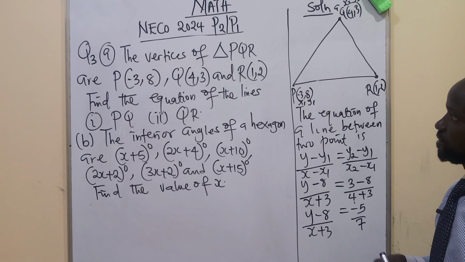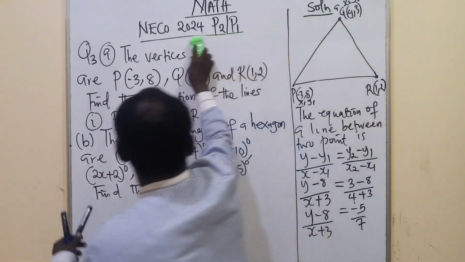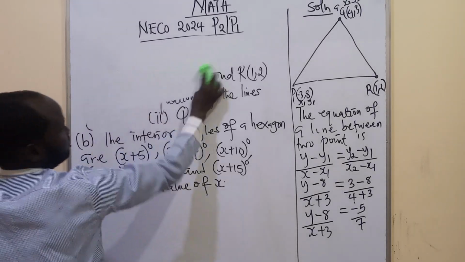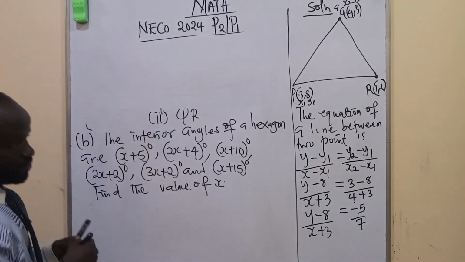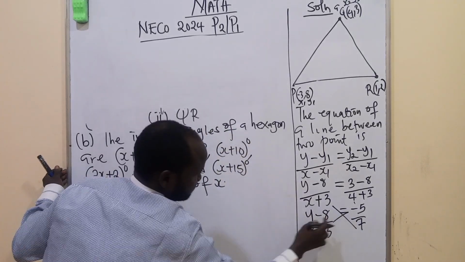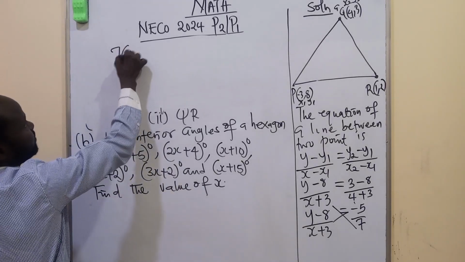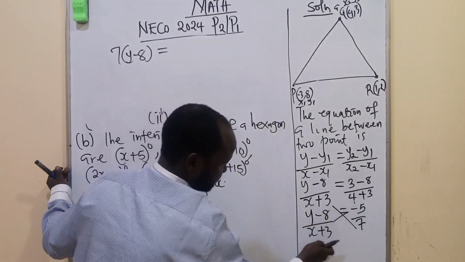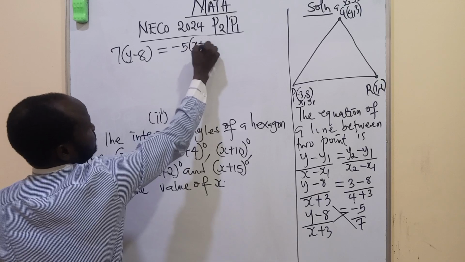At this point, we can cross multiply. Since we are almost through with the question, let's leave Roman numeral 2 for now. The next thing to do is to cross multiply here. So 7 times (y minus 8), that is 7 into (y minus 8), equals minus 5 times (x plus 3), that is minus 5 into (x plus 3).